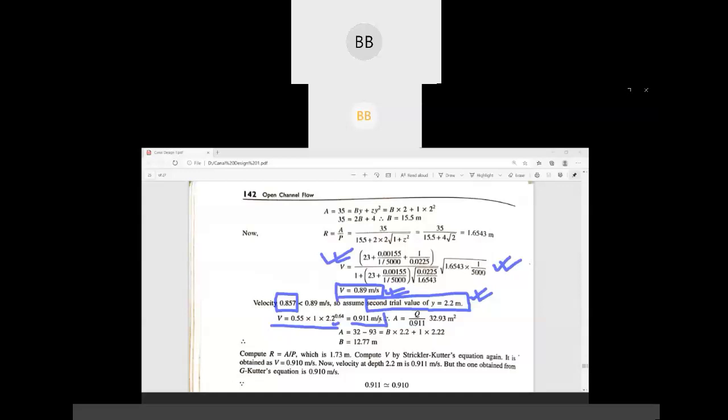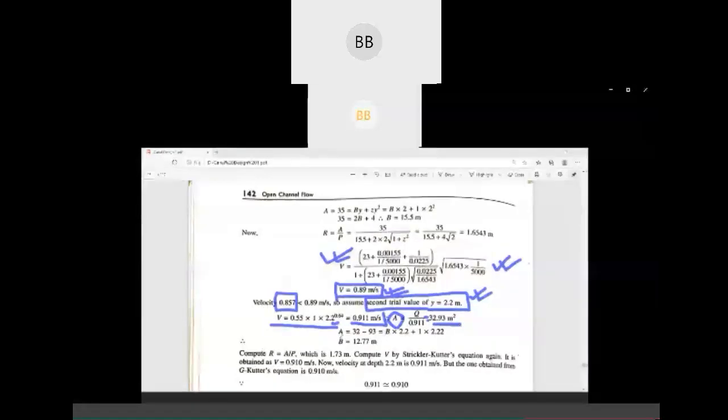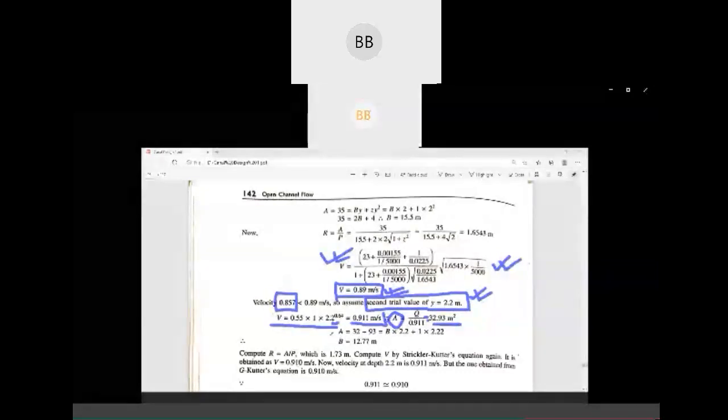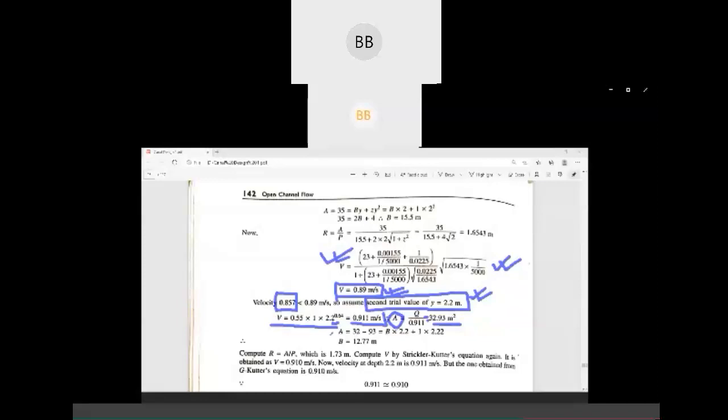0.911 meter per second. Then we need to find out the area. Discharge is already known, so you can find out the area. Once you find out the area by using the area equation of a trapezoidal channel, you can find out the width of the channel.